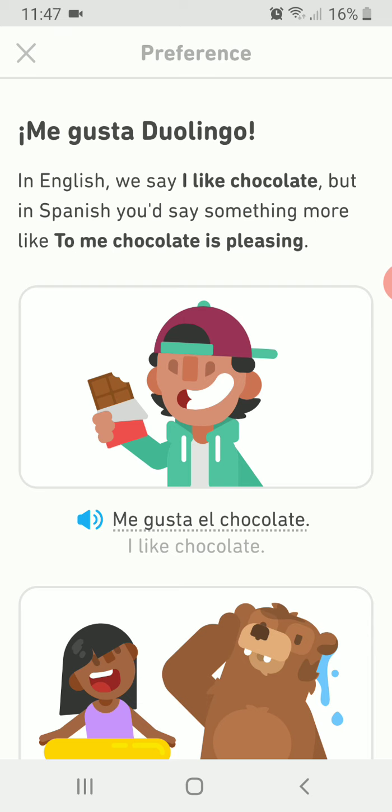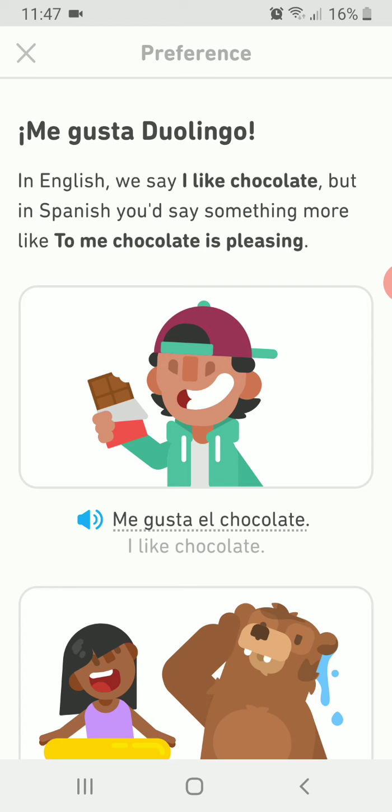But do you remember this word, gusto? Mucho gusto. Mucho gusto means nice to meet you. This is an expression that we have already seen before, that we've learned. And gustar is a verb, to like. Me gusta Duolingo means I like Duolingo. So let's see what it's all about.